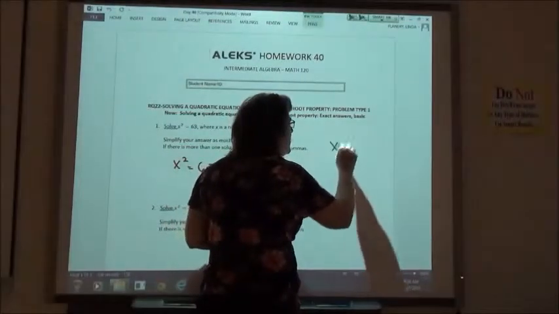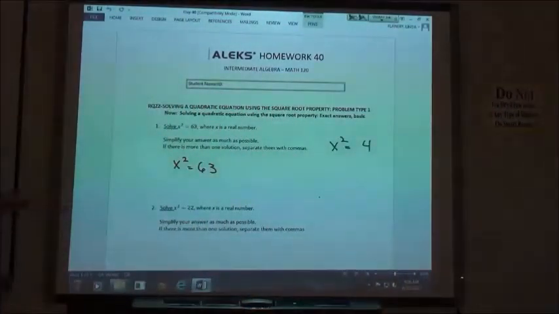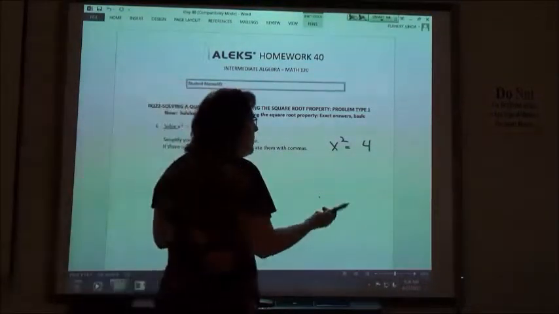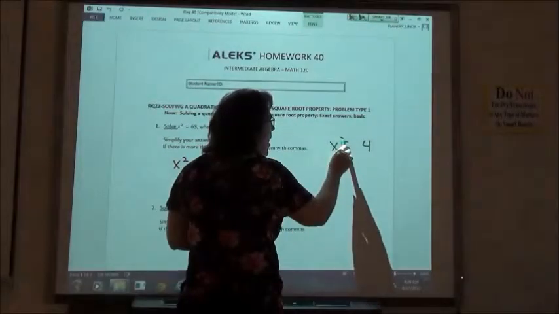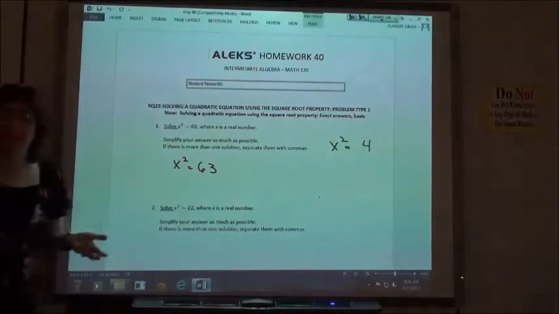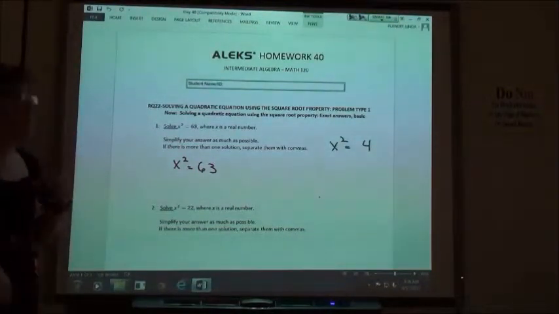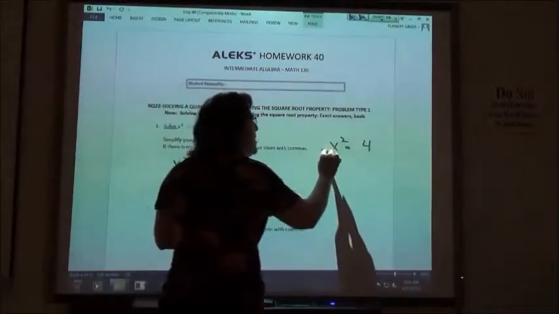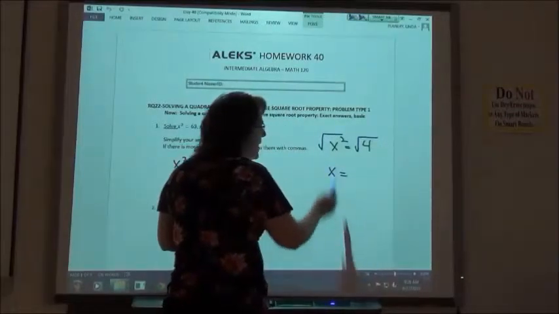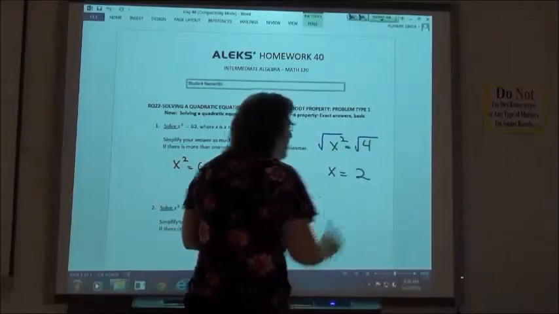If I have x squared equals 4, it's saying what number squared is 4? So I think about the opposite of squaring. Last week we did equations that had square roots in them. We said the opposite of the square root is squaring. Well, guess what? The opposite of squaring is taking the square root. So when I take the square root, I'm going to have x equals, because the square root of a square cancels that out, the square root of 4 is 2.